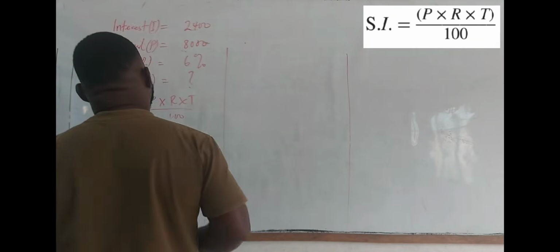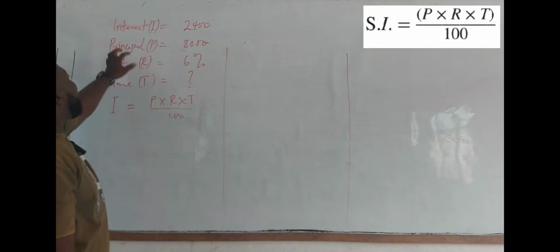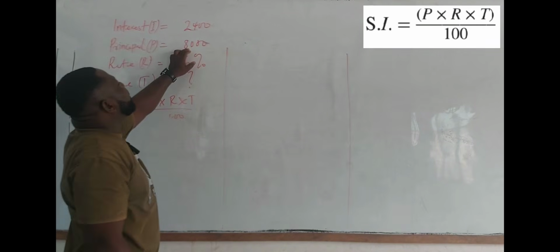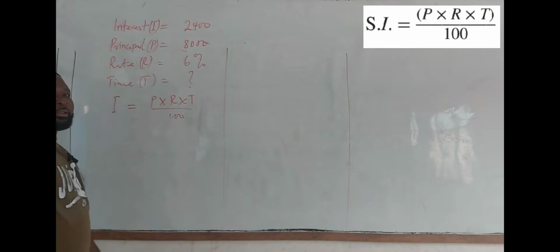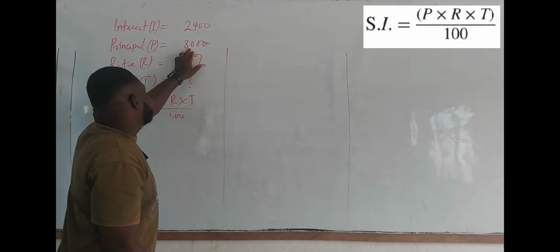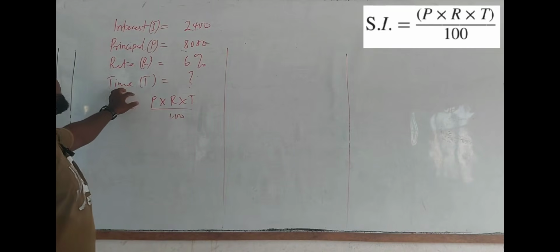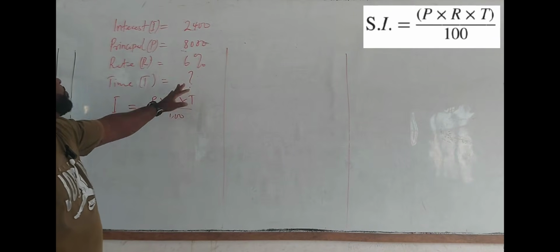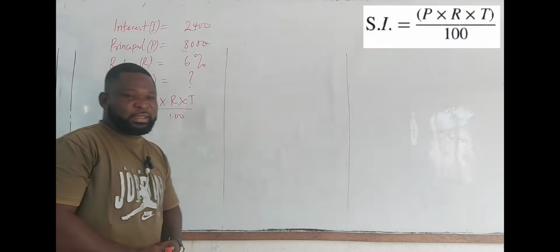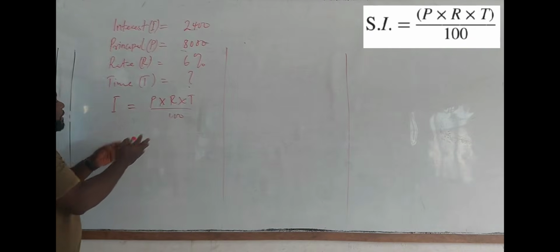So we are saying that the interest the farmer paid is 2,400. The amount of money the farmer collected is 8,000. Then the rate is 6%. The time the farmer used to pay the money, we don't know. We have to calculate for that time, right? So it's still the same thing. That's the simple interest formula.